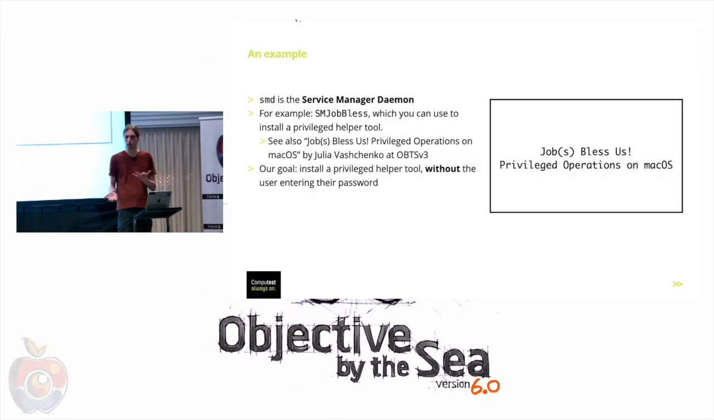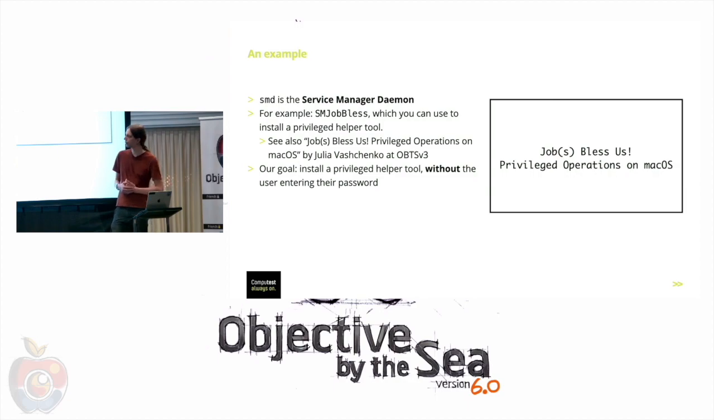Now, if you write a mach application and you have some component that needs to run as root, then there's a function that you can use. It's called SMJobBless. And you can use this to install a new helper tool that will run as root. And you need to first ask the user to enter their password, and there's a prompt for once to install some helper. And if the user enters their password, you get an authorization reference, and then you can pass this into this API to install that tool. And if you want to know more about this, it was covered pretty thoroughly in Objective by the Sea version 3 by Julia Vashchenko in Jobs, Blessing, Privileged Operations on macOS.